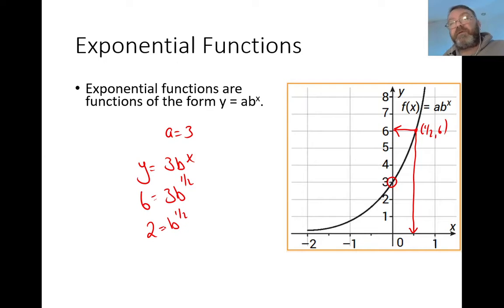Another word for the power of a half is a square root. And the way in which we get rid of square roots is to square both sides. See? So straight away, you've got b. Now I know what the function is. It's 3 times 4 to the power of x. That's what the function is.